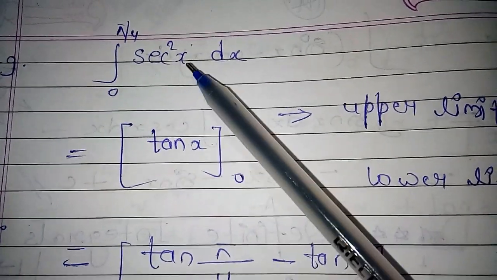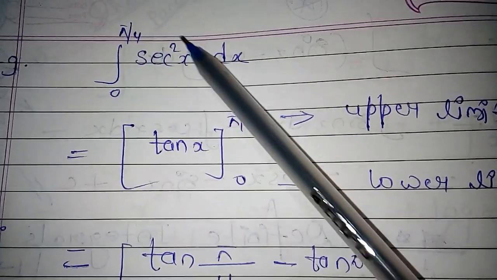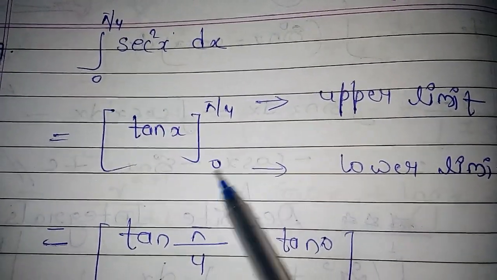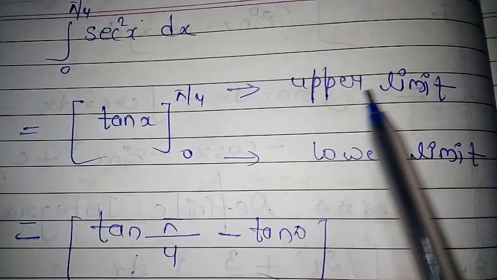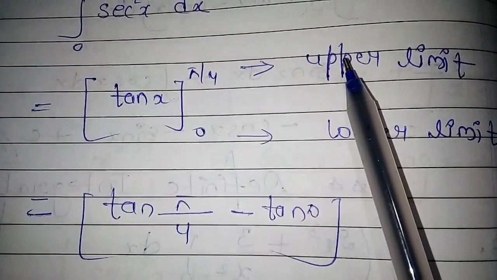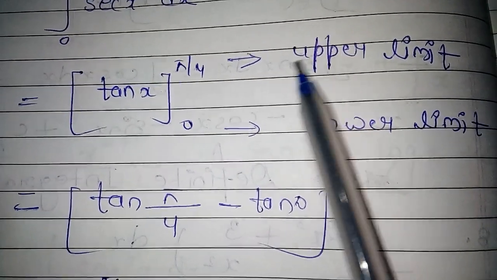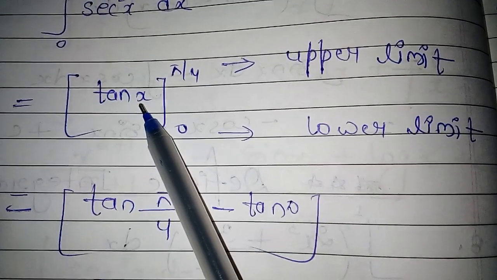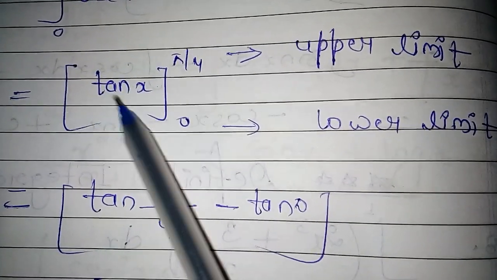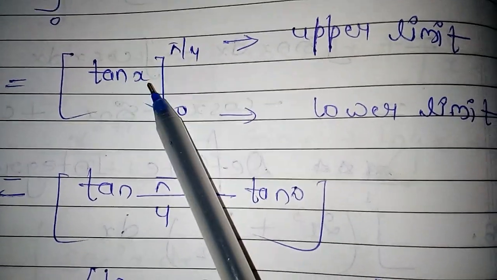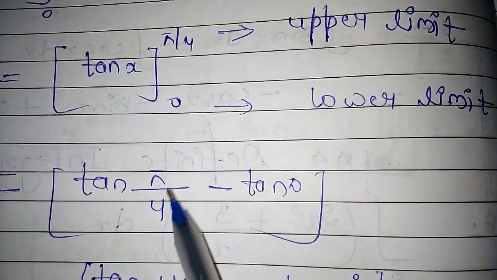And what is the integration of sec square x? The integration of sec square x is tan x with the limit 0 to pi by 4, where pi by 4 is your upper limit and 0 is your lower limit. Now apply the rule upper limit minus lower limit. Where will you put the limit? In the place of x only. So when you put the upper limit in the place of x, your first term is tan pi by 4.